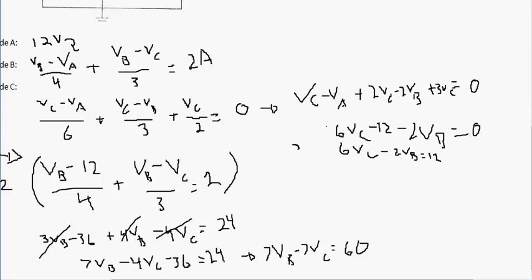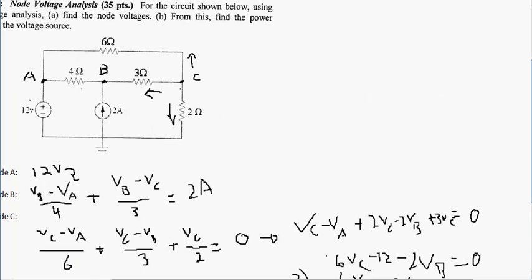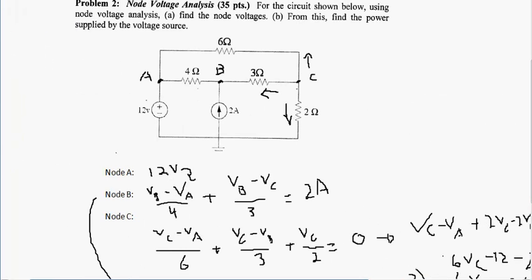Okay, now we have equation 1 and equation 2, two equations and two unknowns. Solve that. So VB is 12 volts and VC is 6 volts once we solve these equations.